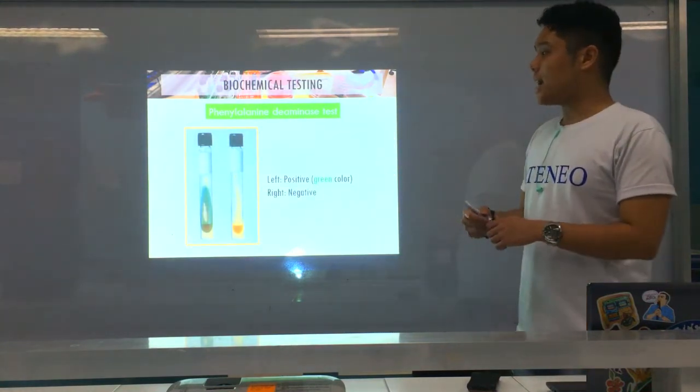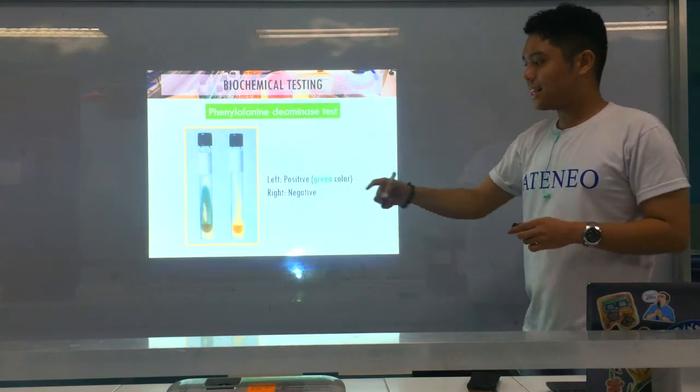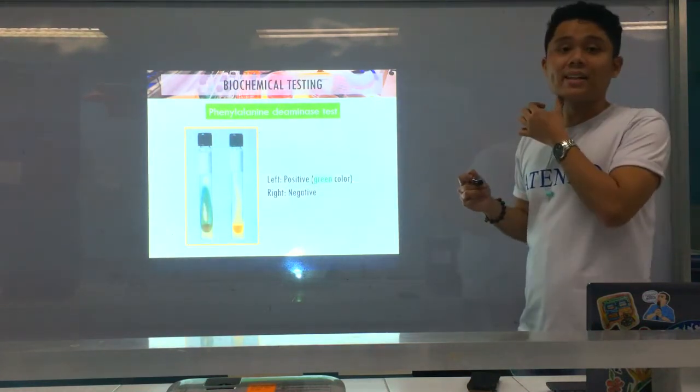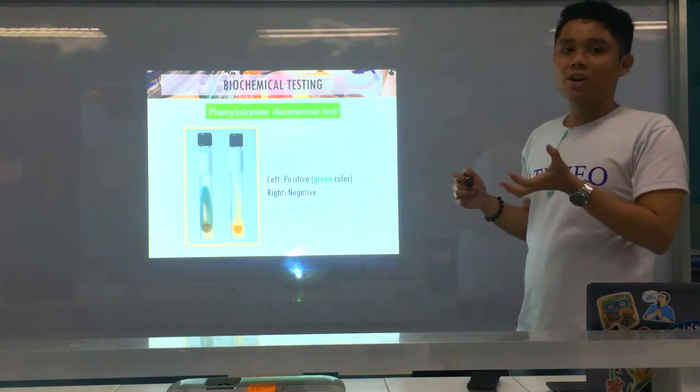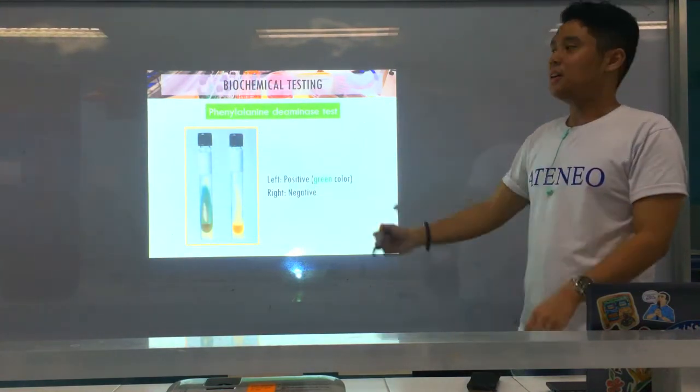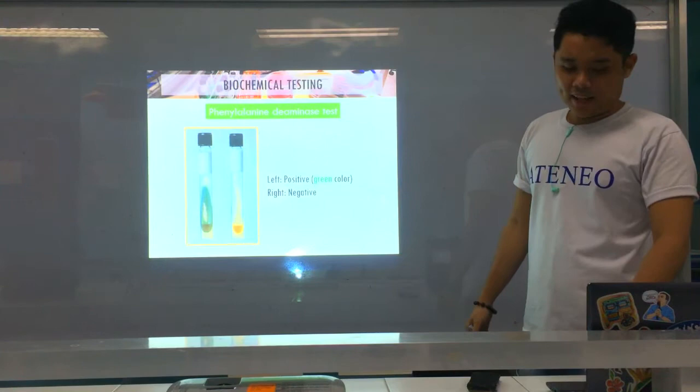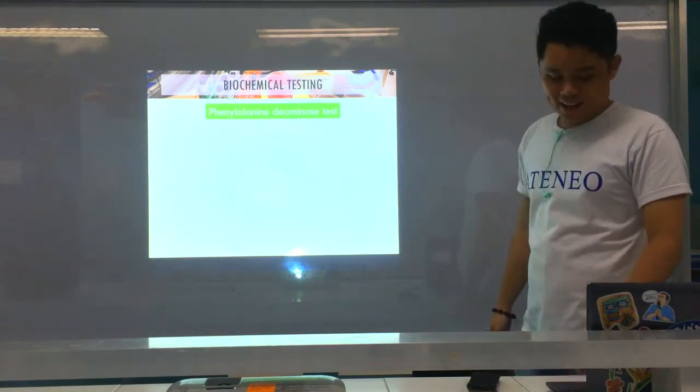Okay. And for the PAD, guys, we use a slant there. As you can see, it's a slant. So for the citrate slant, the PAD is also a slant. So, how do we inoculate? Streak. Okay, it's just a streak. Alright? Phenylalanine deaminase test.